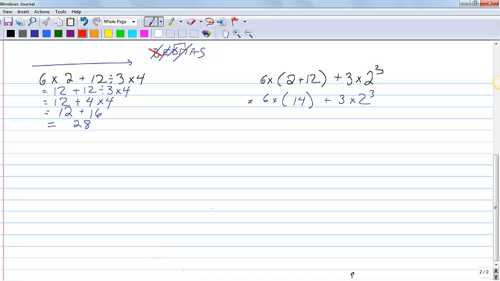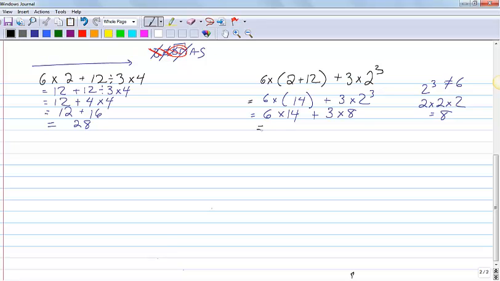So brackets are gone. Let's look at the exponents. I'll leave everything the same. Remember, I can drop those brackets now and just write 6 times 14 plus, and I've got an exponent here. Now, 2 cubed means 2 times 2 times 2. So the answer isn't 6, but it's 2 times 2, which is 4, times 2, which is 8. So the answer here is 3 times 8.